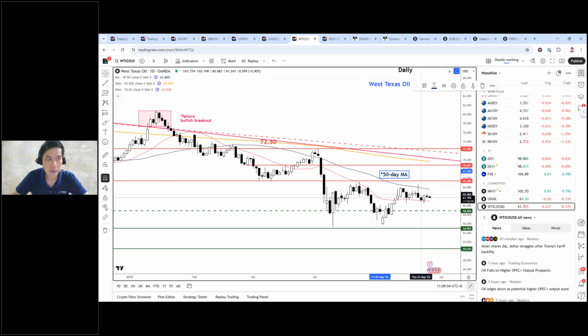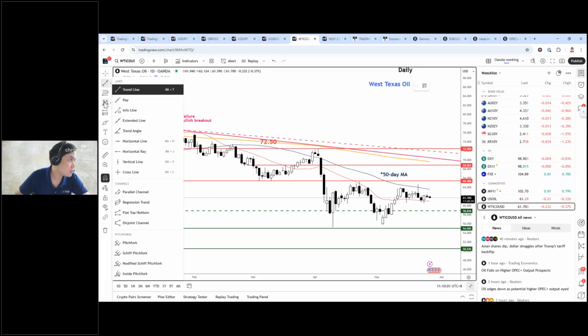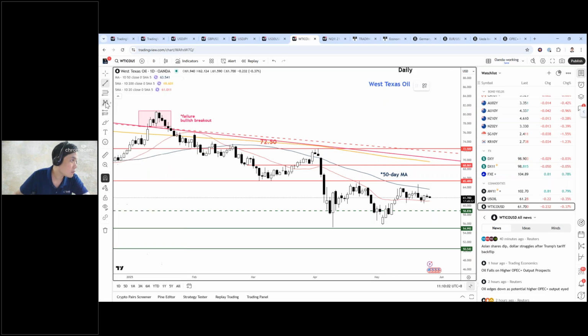All right, so ever since the high on 13th of May, the price action is sloping downwards over here, right below the 50-day moving average, that is still acting as an intermediate resistance at around this 61.54 level.